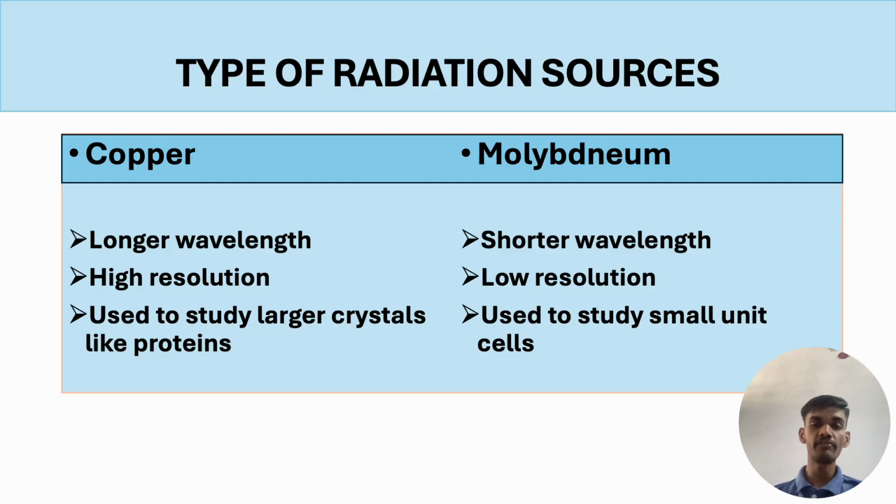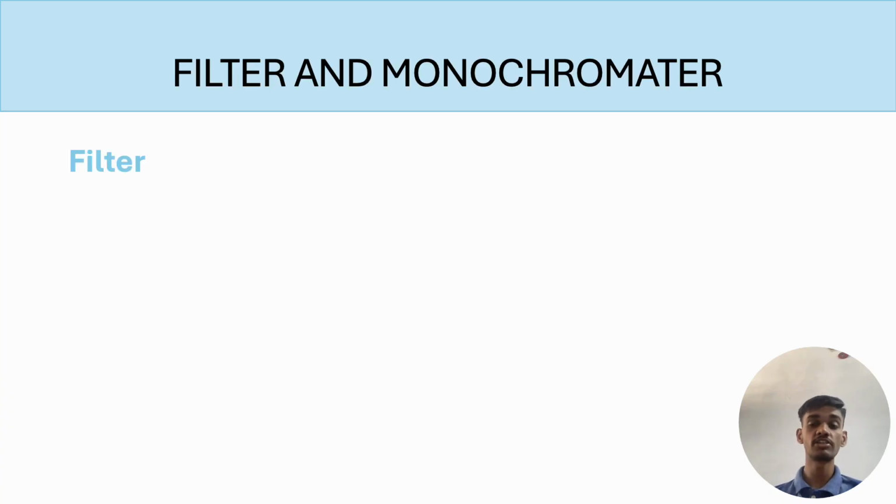Now we will discuss the filter and monochromator. What is a filter and monochromator? First we will understand why we need to filter the X-rays. The reason is that the wavelengths of K alpha 1 and K alpha 2 lines differ by less than 1%, and this difference is too small to be significant for an X-ray diffraction experiment. A beam with both lines behaves effectively as monochromatic.